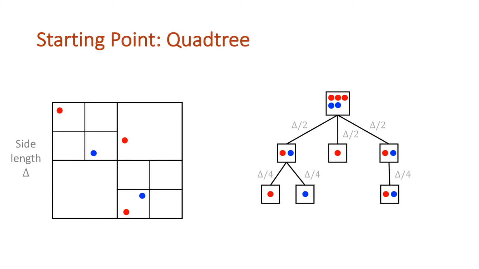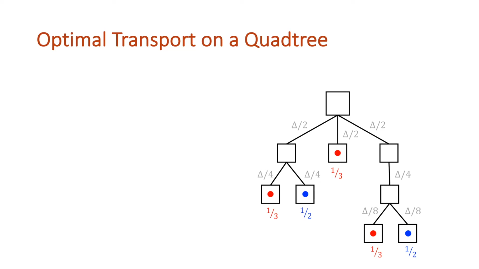In the next level, we repeat this for every hypercube that contains more than 1 point, and so on until eventually each point is contained in its own hypercube and forms a leaf in the tree. And this is our quadtree. So how do we use the quadtree to approximate optimal transport? We are simply going to compute the optimal flow in the tree.